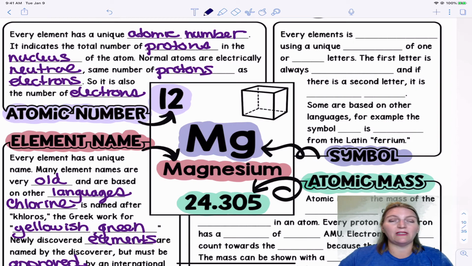Every element is abbreviated using a unique symbol of 1 or 2 letters. The first symbol is always capitalized. And if there is a second letter, it is always lowercase. That's really important. Some are based on other languages. For example, Fe is iron from the Latin term ferrum.